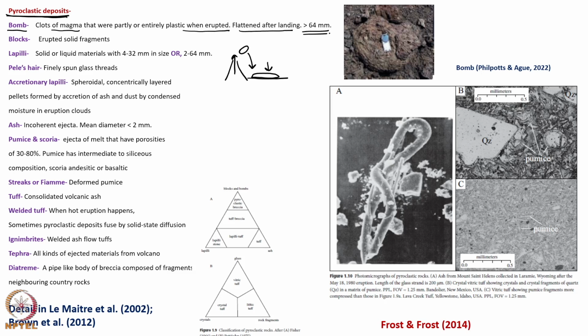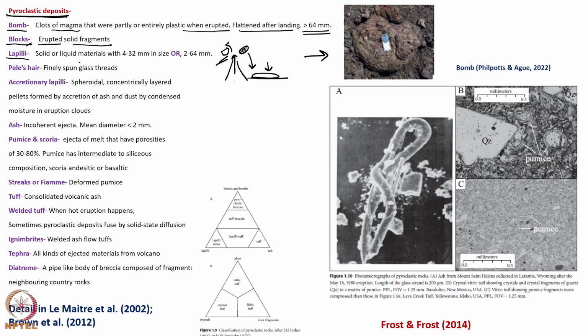They have more than 64 millimeter diameter. Here is an example of a bomb. What is a block? These are the erupted solid fragments. When magmatism is happening, not just the clot of magma, the molten material that is thrown out, sometimes the hard rock is also thrown out. This hard rock is known as the block.